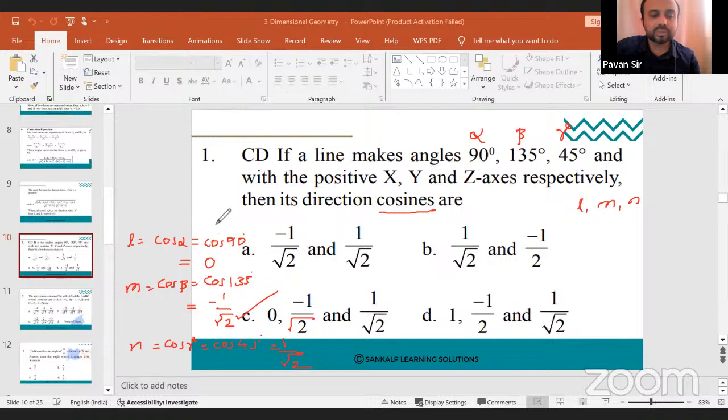Because cos 90 is 0, 0 is the first value, with respect to l. m is minus 1 by root 2; it is misprinted as half, so make it minus 1 by root 2. n is 1 by root 2, that is cos of 45. So 0, minus 1 by root 2, and plus 1 by root 2. So option C is the correct one. Yes. Now next question.